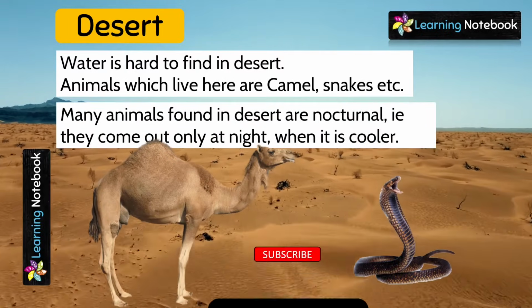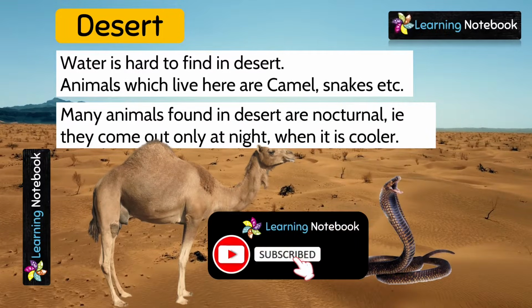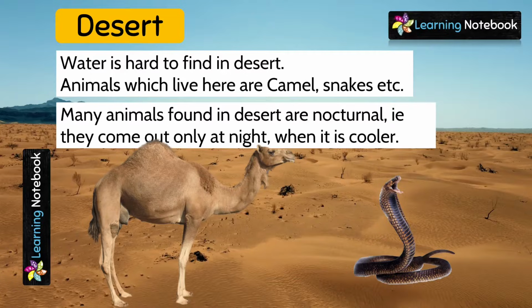And many animals found in desert are nocturnal. That is, they come out only at night when it is cooler. And they spend the rest of their time underground.